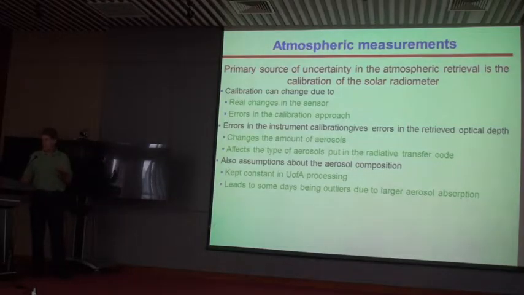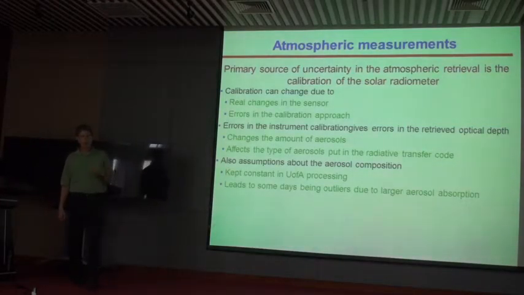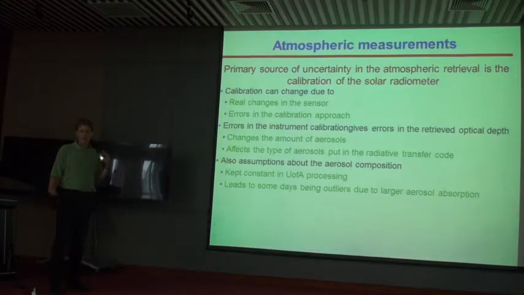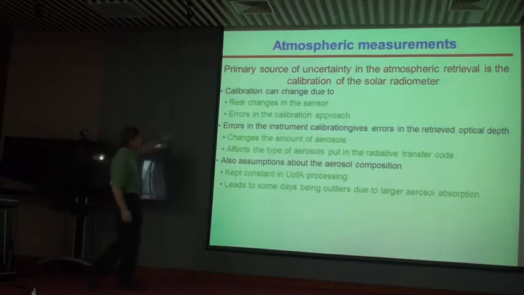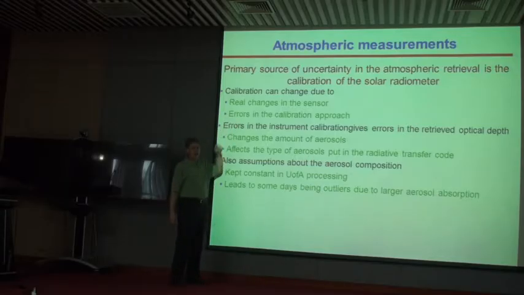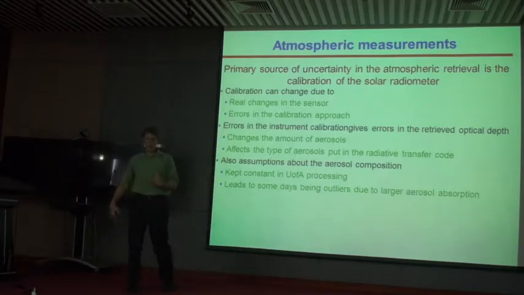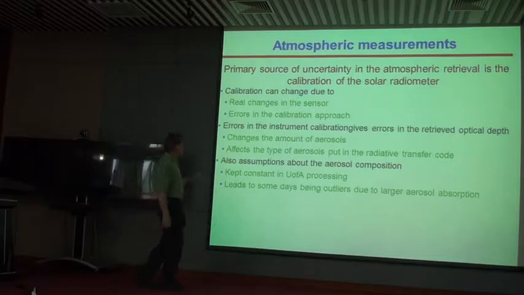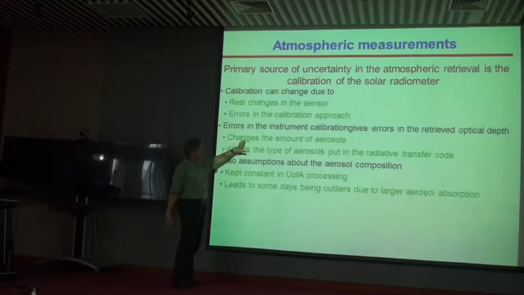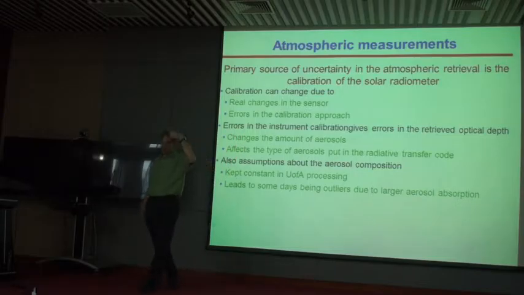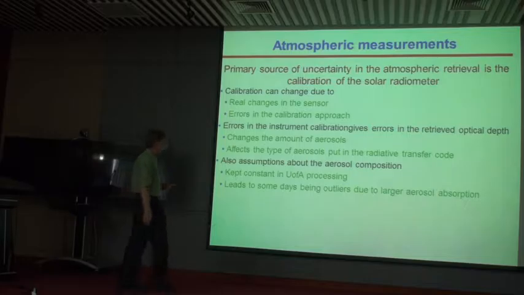So the atmospheric measurements, again, our primary uncertainty is going to be the calibration of the solar radiometer. That will drive all of our other uncertainties. Even if you have a Microtops, if you drop it or you scratch it or something, you'll change its calibration, you have to recalibrate it. It could be real changes in the sensor. It could also be our methodology. We may not have Junge distributions, so that may cause us problems. Changes in the amount of aerosols will also affect the radiative transfer code in terms of what those errors do. So it starts to cascade, is the real problem. This is the issue that we have.